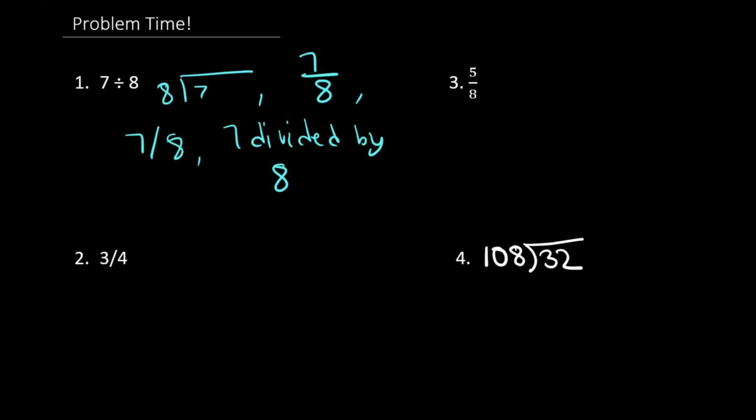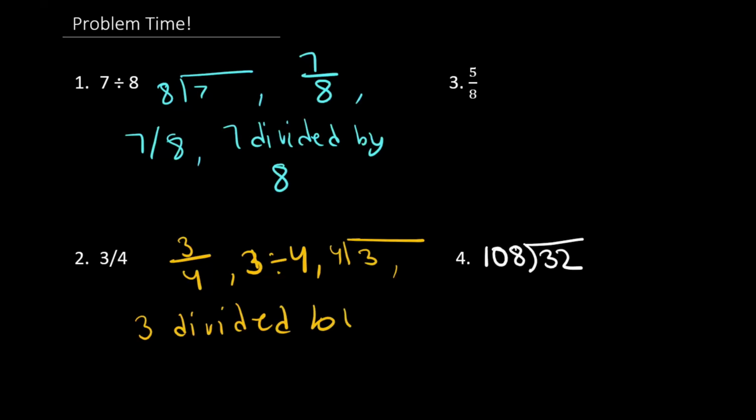So 3 slash 4. Another way to write it is as a fraction, and then we could actually write it as 3 divided by 4, like this, 4 and then 3. And another way would be using the words. So that would be 3 divided by 4.